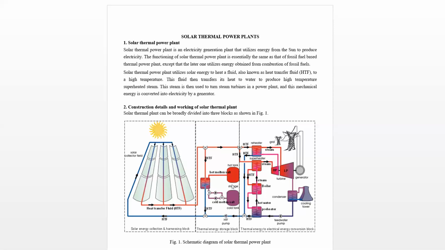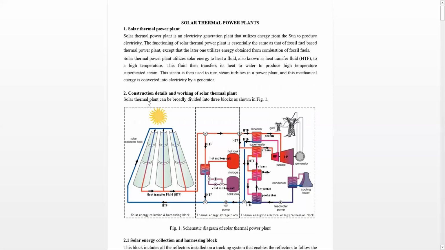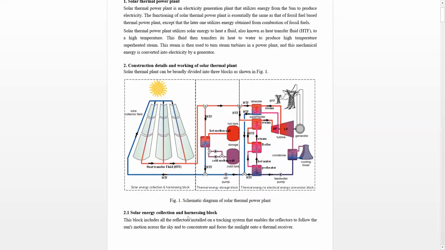Now let me explain the working of the solar thermal power plant. So the solar thermal power plant can be broadly divided into three blocks. First block is solar energy collection and harnessing block. Second block is thermal energy storage block. Third block is thermal energy to electrical energy conversion block. So I will explain all these three blocks one by one. So first one is the solar energy collection and harnessing block.